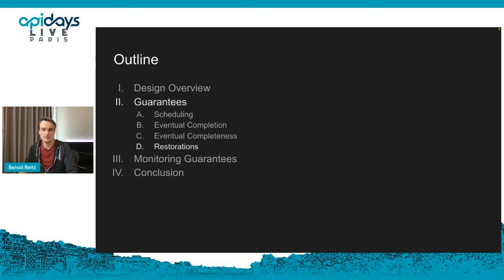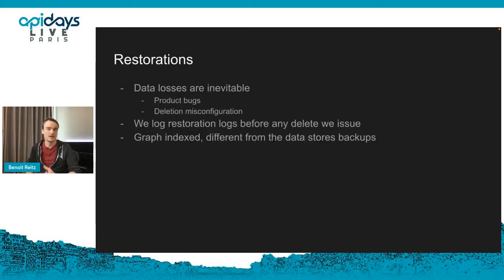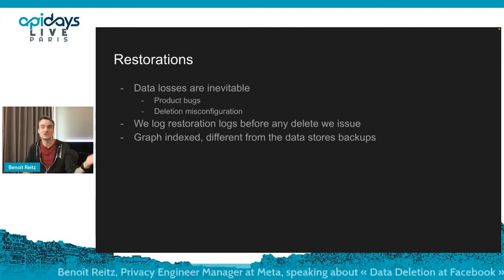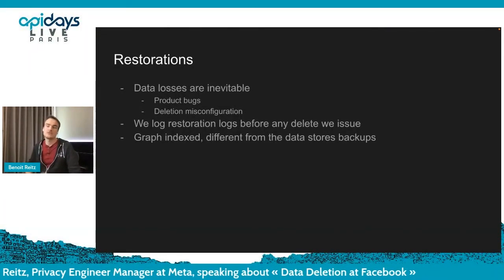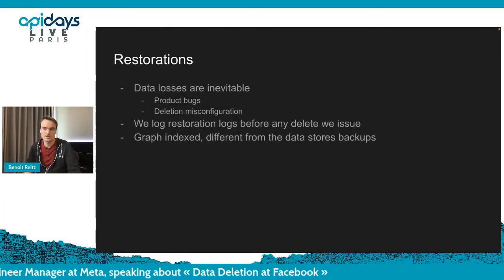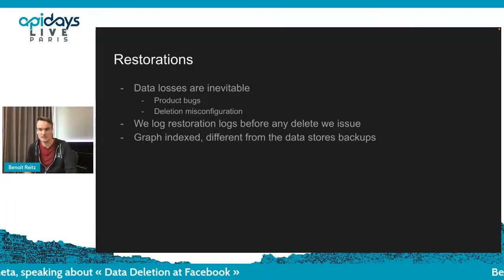And then I want to talk about restorations quickly. If you operate systems that do deletion at a large scale, you are going to have data losses. They are inevitable to some extent, right? You might have a product bug, for instance, where there's a UI element that accidentally schedules deletion when it shouldn't, or you might have engineers that misconfigure their deletion configurations, right? And to do this, we log restoration logs before every delete that we issue, as we've seen.